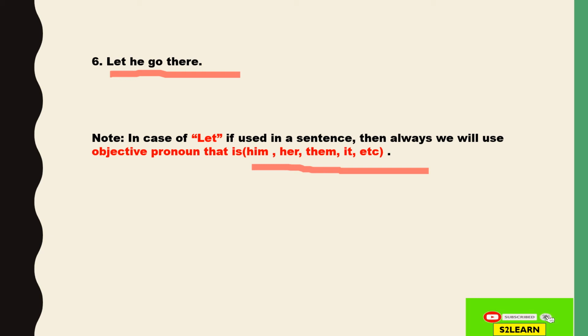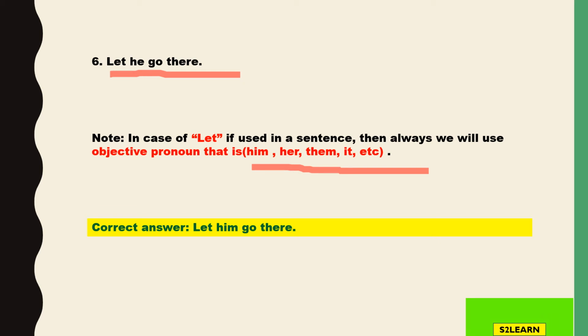Whenever you use let in a sentence, you will always use an objective pronoun. So here the sentence would be let him go there, or we will say let them go there or let her go there. We will never use let he, let she, let they. Just keep this note in your mind that whenever you get let, you have to use an objective pronoun. So the correct sentence will be let him go there.